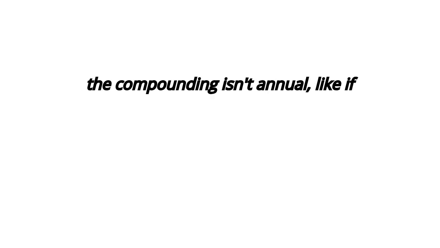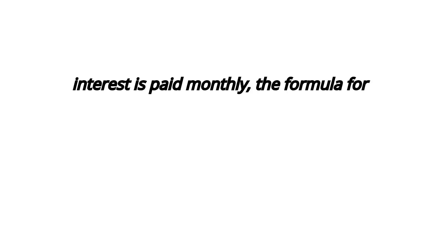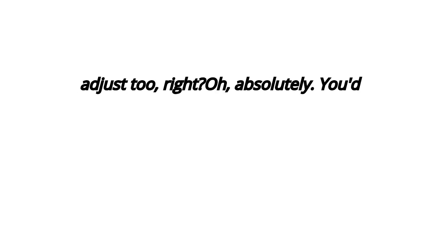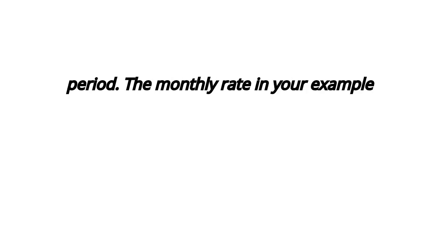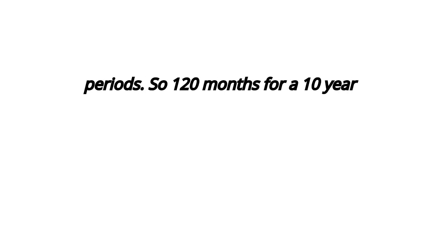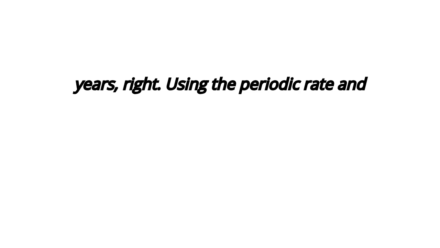Yep. And if the compounding isn't annual, like if interest is paid monthly, the formula for present value calculations needs to adjust too, right? Oh, absolutely. You'd use the interest rate per compounding period, the monthly rate in your example, and the total number of compounding periods. So 120 months for a 10-year loan with monthly payments, not just 10 years. Right, using the periodic rate and periods.